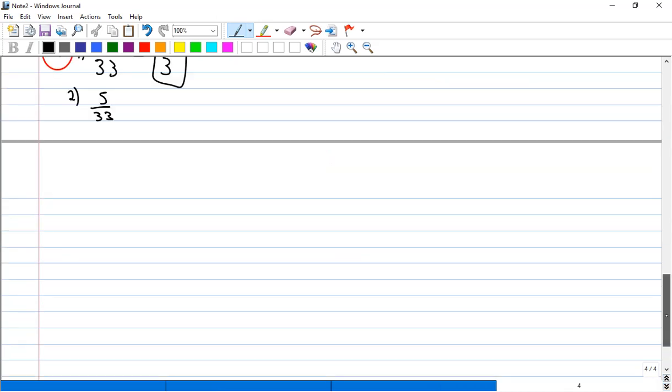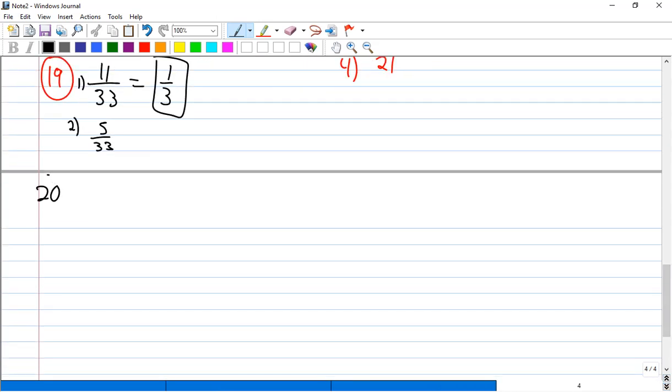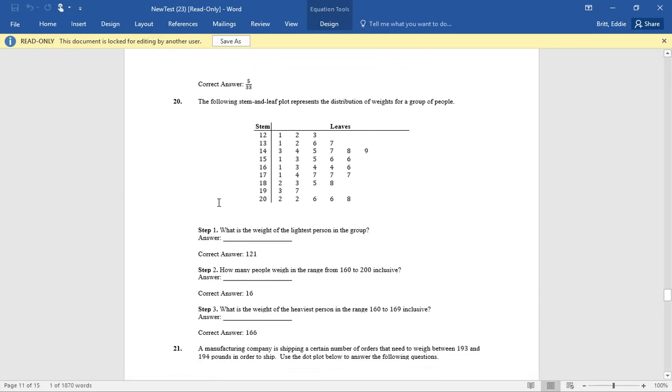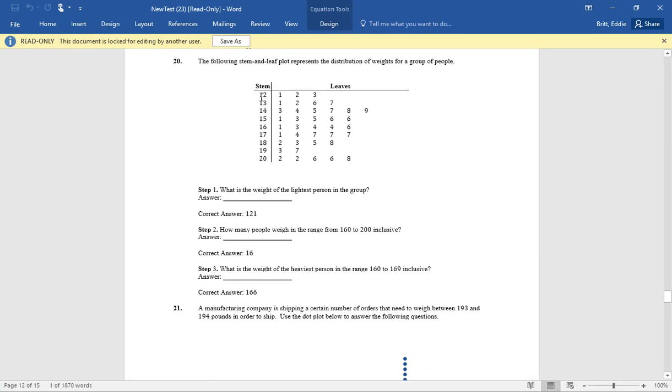Number 20, stem and leaf plots. All right, and this is the weights of people in a group. So this is the first part of the number, and this is the last part of the number. So this means somebody was 121 pounds, 122 pounds, 123 pounds.